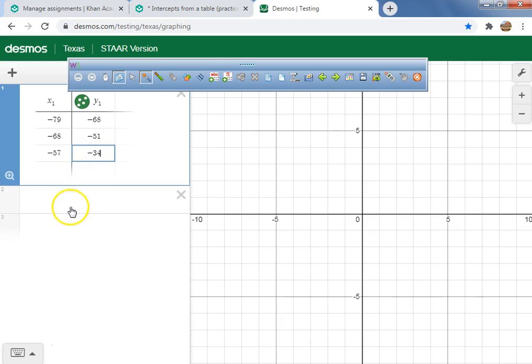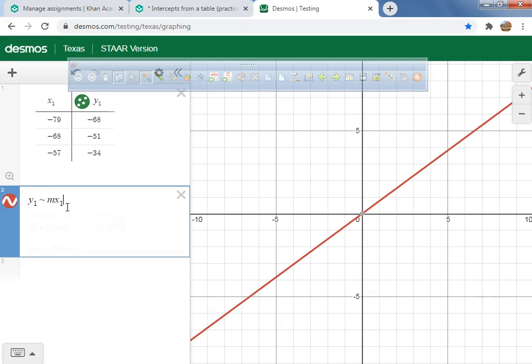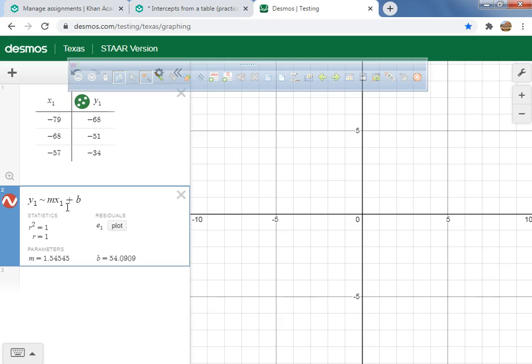So this will only work if you know the phrase that pays. If you know the phrase that pays, it'll work. You're like, what the heck is the phrase that pays? This, y1 tilde. There's a cool little tilde. That's a little squiggly line. We call it a tilde. mx1 plus b. All right?